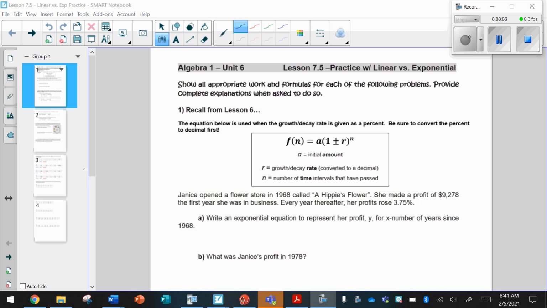I just wanted to do a couple questions with you on this practice packet, lesson 7.5, because I want to make sure that we have time to talk about, or actually, I talk about, you guys listen, about how to do the percent increase and percent decrease questions with this formula. So the R represents the percentage rate after it's been converted to a decimal. That's a key piece to this.